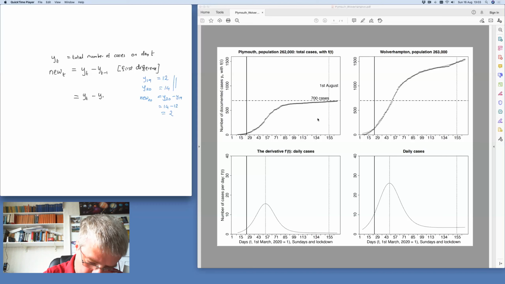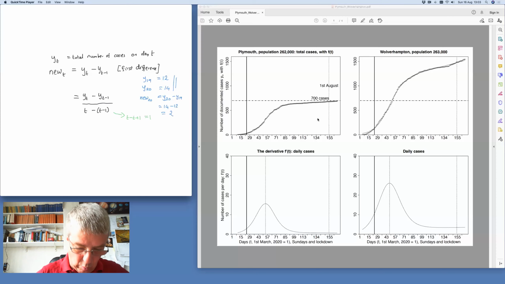So that's yt minus yt minus 1, no change there. I'm going to divide that by t minus (t minus 1). Now, why can I do that? Well, that can be done because t minus (t minus 1) is just t minus t plus 1, which is just 1. So what I'm effectively doing in that expression is just dividing by 1, which of course doesn't affect its value.